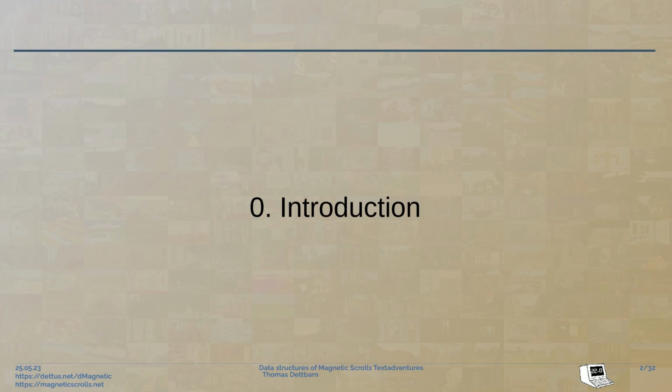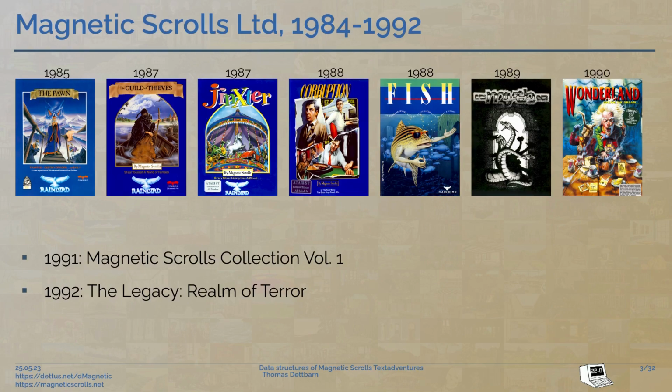But first, let's start off with a little bit of history. The company Magnetic Scrolls, the one I was fascinated about, existed between 1984 and 1992. And it is important to note that this company never went bankrupt. They just went out of business, and their assets were properly sold.